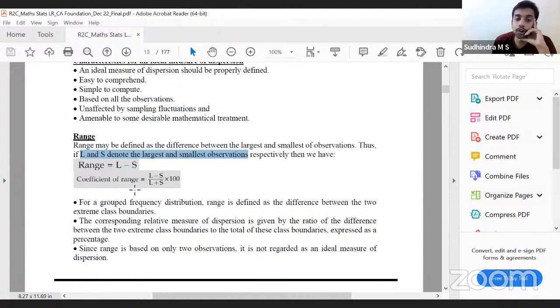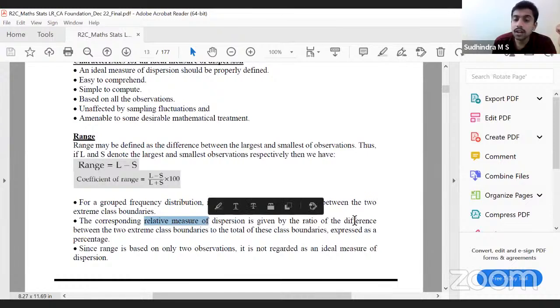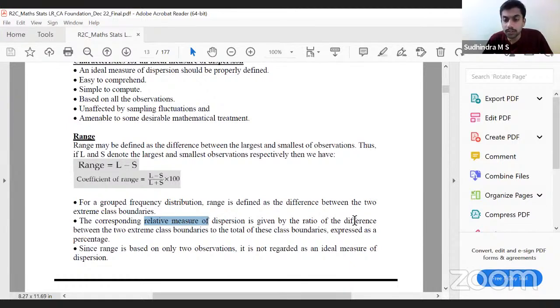For a grouped frequency distribution, range is defined as the difference between the two extreme class boundaries. The corresponding relative measure: how do we get the coefficient of range in case of a grouped frequency distribution? Same. We have class boundaries computed, right? It is the ratio of the difference between the two extreme class boundaries to the total of these class boundaries, expressed as a percentage. The disadvantage is that it is not based on all observations.